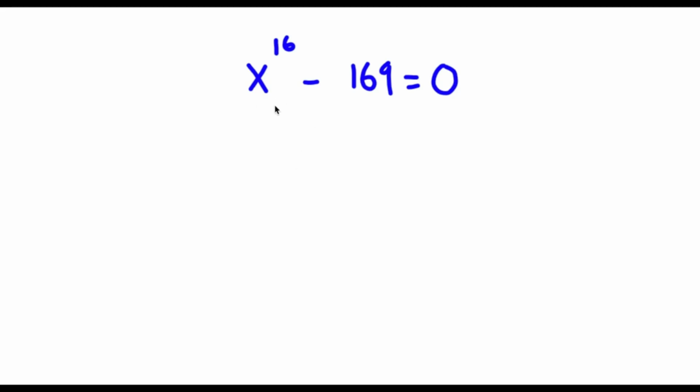Alright, so I have x to the power of 16 minus 169 is equal to 0. Now x to the power of 16 we can rewrite as x to the power of 8 times 2, because 16 is equal to 8 times 2.